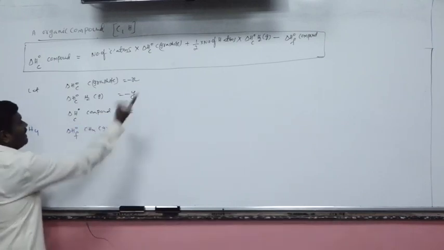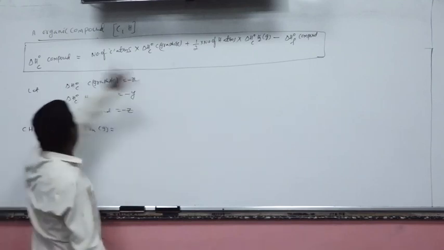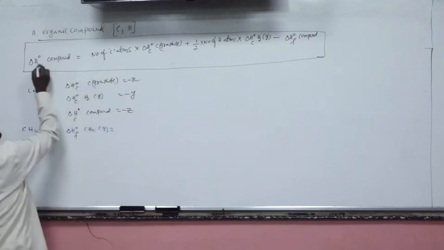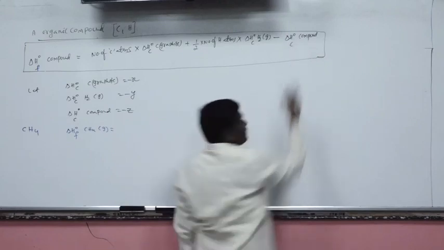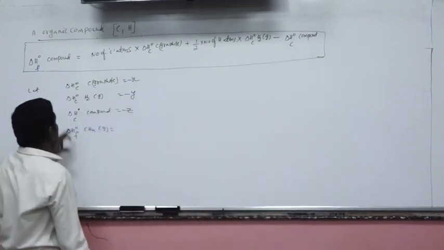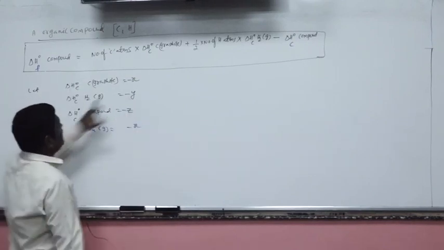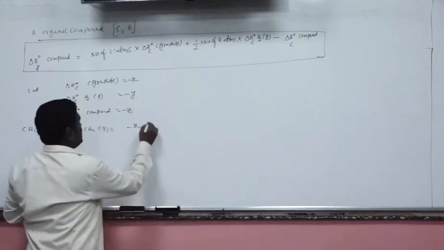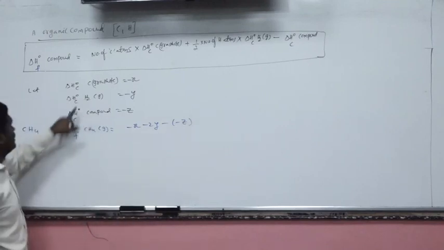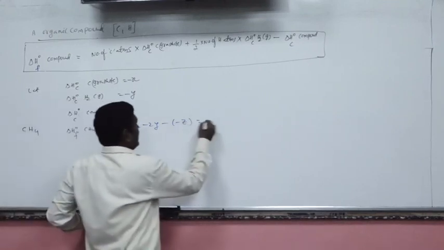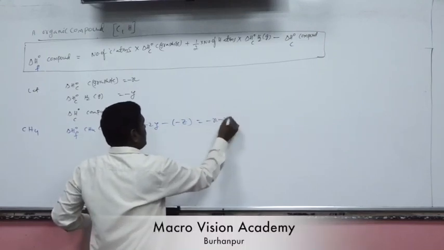Now I want to calculate the enthalpy of formation of methane. How to calculate it? Bring the formation enthalpy here. If you want to write the formation of a compound, then give the combustion of the compound. Here, the number of carbon atoms 1 into minus x. The number of hydrogen atoms is 4 into 1 by 2, that is minus 2y, minus of minus z. This is a very important compound. So you will get minus x minus 2y plus z.